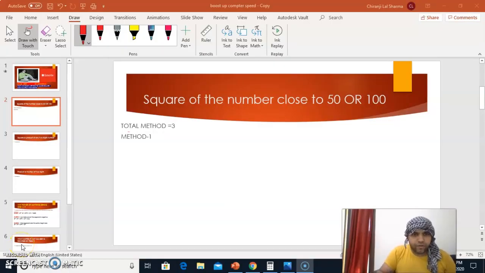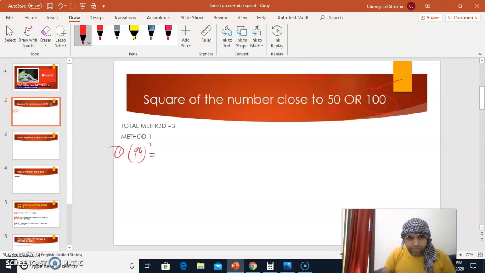Okay, so first of all, we are going to learn the square of the numbers which are closer to 50 and 100. First I'll take an example for a number which is closer to 100. So let's take an example. Suppose I'm taking the number 94, which is closer to 100. So we have to make the square of 94.